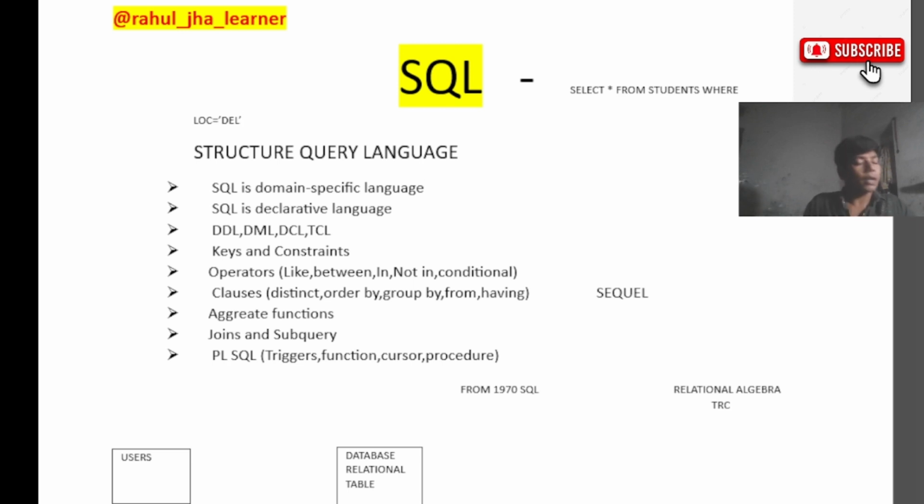Here we are also using keys and constraints. Keys like primary key, foreign key, and candidate key are different types of keys used here. Constraints are primary key, foreign key, not null, default, and check. These are different types of constraints used in databases to help create and apply rules.